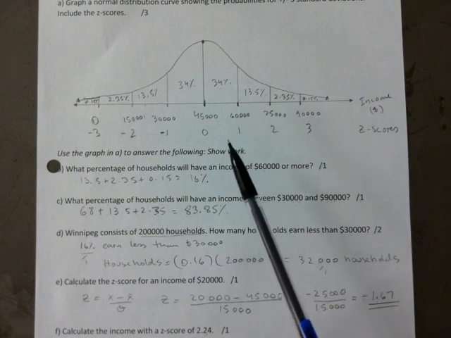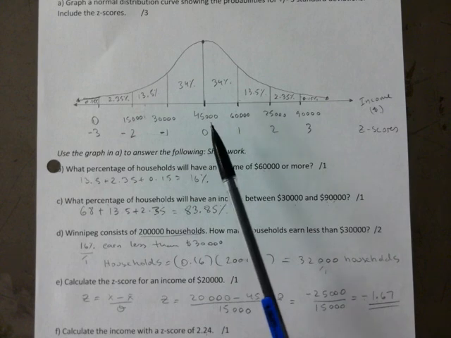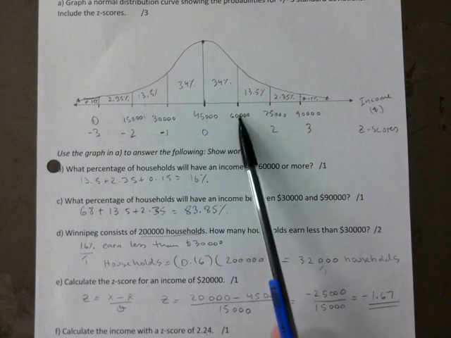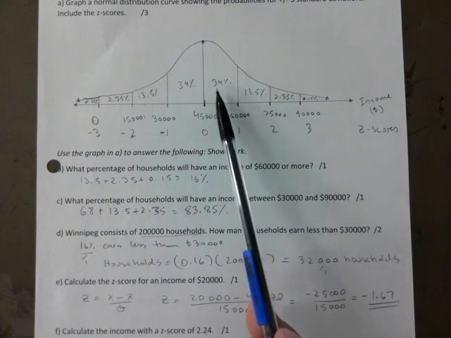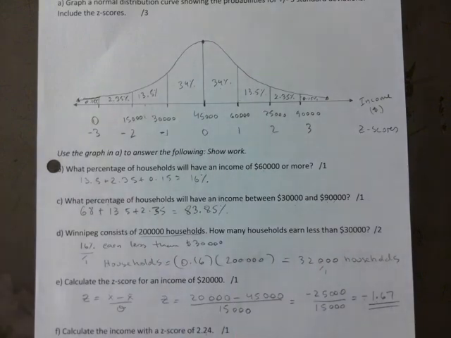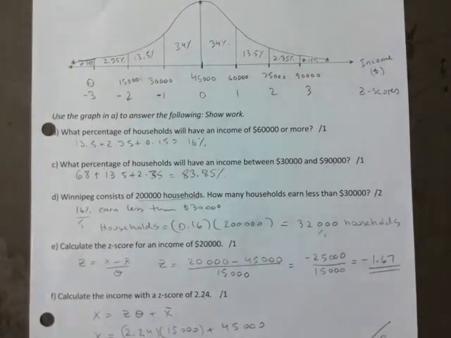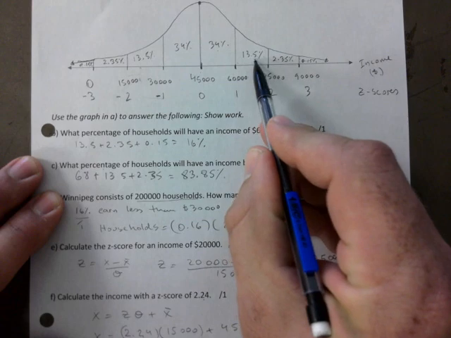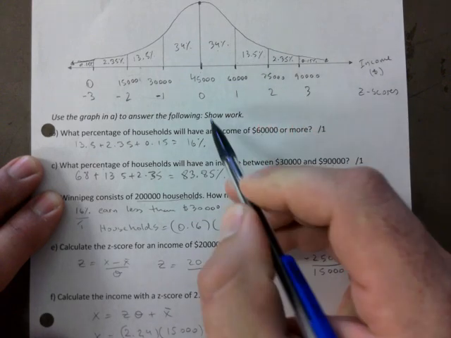Okay, if you were to use normal CDF and say how many households would be making between 45 and 60,000, this is your lower, your upper, you would get approximately 34%. Okay, normal CDF is a little bit more specific. We're estimating, these percentages are estimations, right? So you have 16% that makes 60,000 or more, because 60,000 is right here. So you just add up these 3 sections.